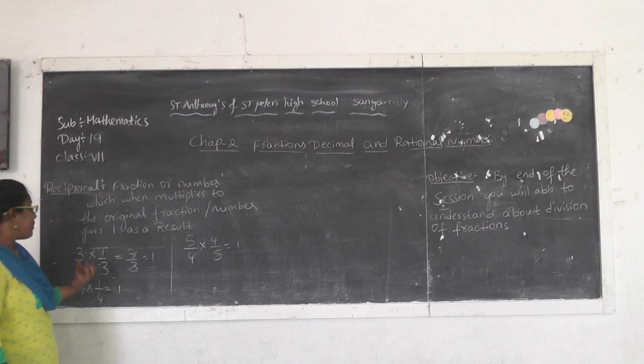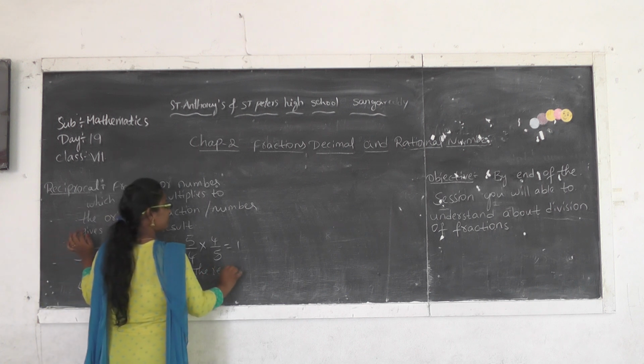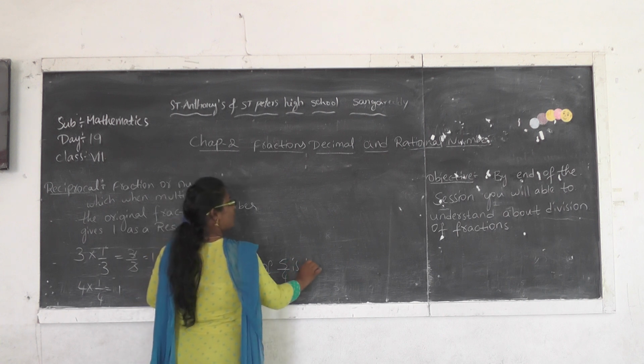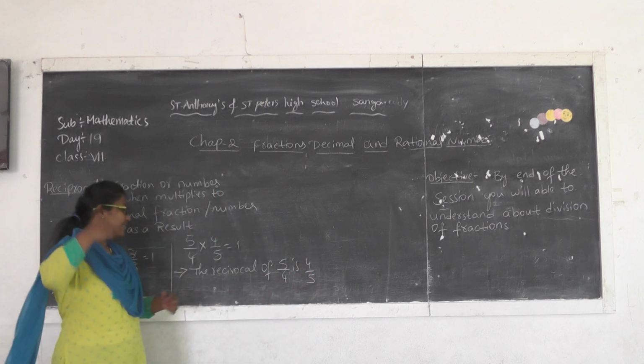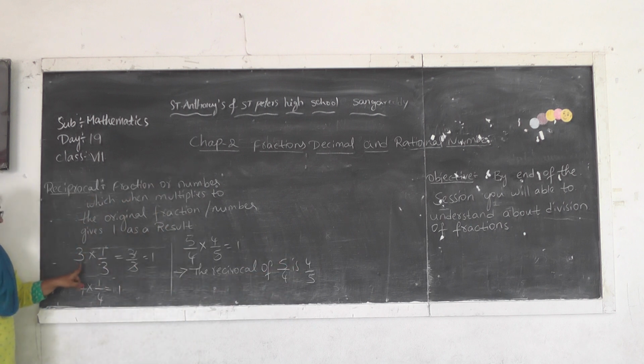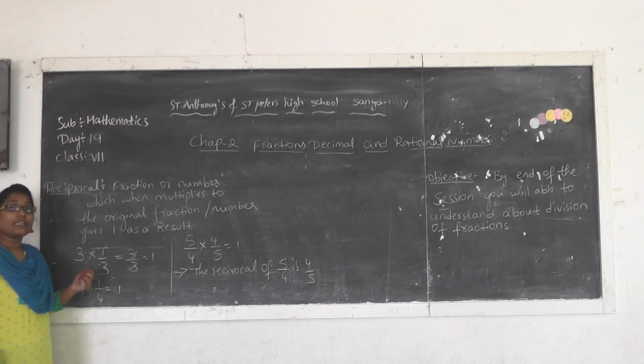Now we can say the reciprocal of 5 by 4 is 4 by 5. The reciprocal of 3 is 1 by 3. The reciprocal of 4 is 1 by 4. The reciprocal of 1 by 3 is 3. The reciprocal of 1 by 4 is 4. It is nothing but the number with which, if you multiply, the result is 1. That particular term comes under reciprocal.